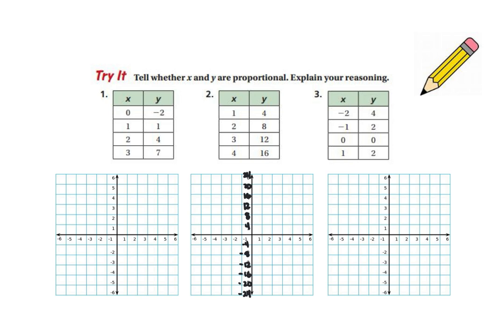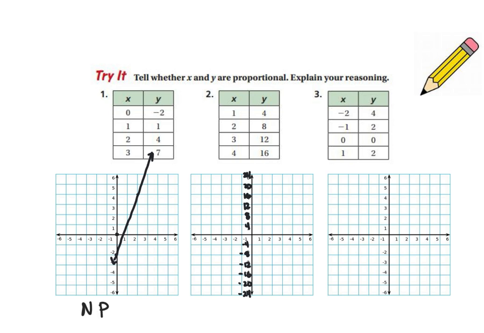All right, for question number 1, we start with the point 0, -2, 1, 1, 2, 4, and 3, 7. So while it appears that this is a linear expression, this graph does not go through the origin, the point 0, 0, so therefore we would say this is not proportional.